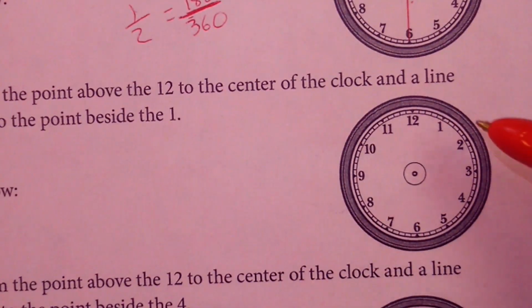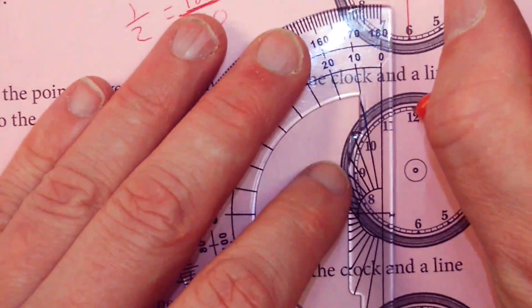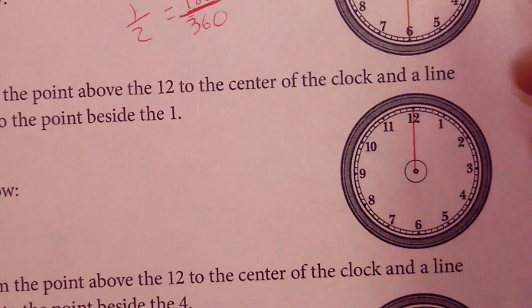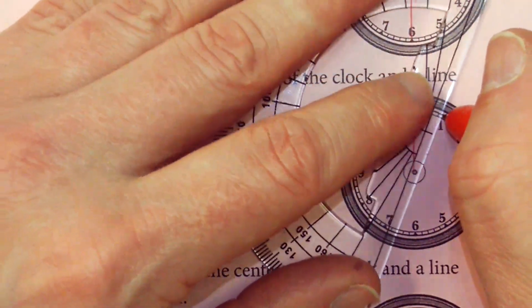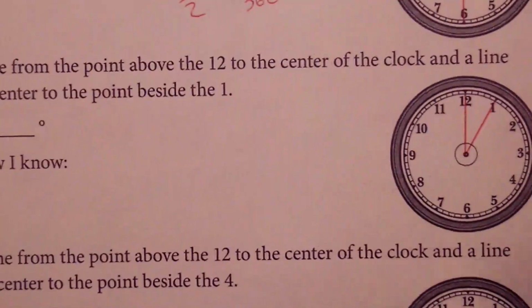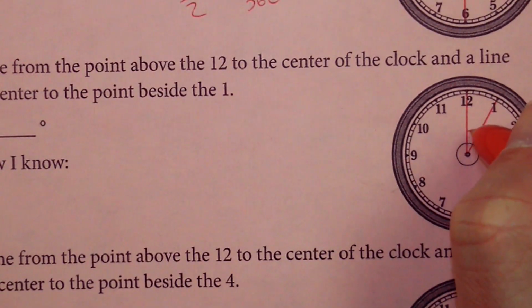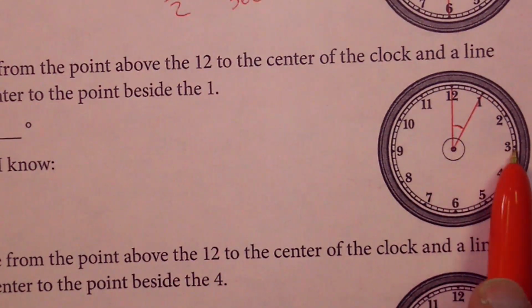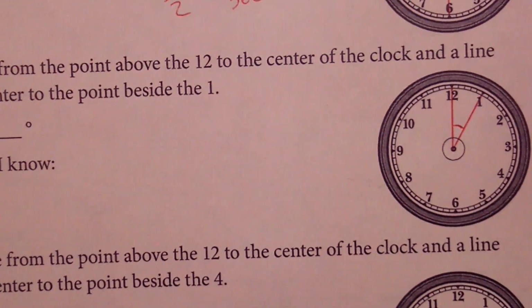Next one says draw a line from the 12 to the center. Okay, so just like before. And then from the center to a point beside the 1. Uh-oh. This is going to be a little bit more challenging, isn't it? Because it's such a small amount. It's less than 90, right? Because 90 is the quarter of a circle. But maybe we should start with that.